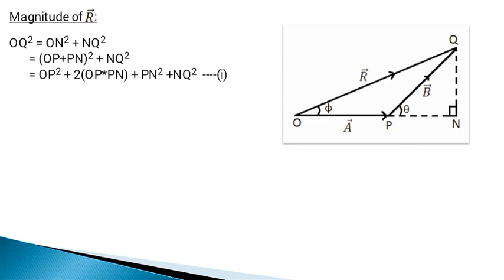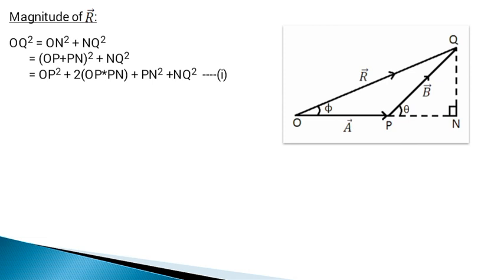But we have side ON equals OP plus PN. So this leads to OQ square equals (OP plus PN) whole square plus NQ square, which gives the result OQ square equals OP square plus 2 times OP times PN plus PN square plus NQ square. Let's say this is equation 1.